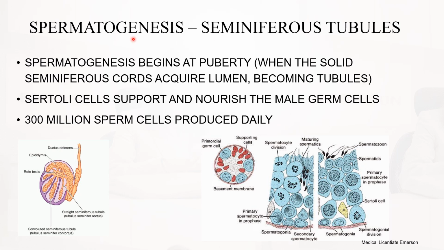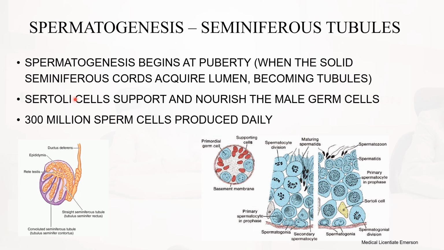Let's start with spermatogenesis. So remember our reproductive lecture, we said spermatogenesis occurs in the seminiferous tubules. Okay, specifically that's where the sperms are produced. So spermatogenesis begins at puberty. What happens at puberty for spermatogenesis to begin? That's when the solid seminiferous cords acquire a lumen, becoming tubules. That's when we start referring to them as seminiferous tubules.